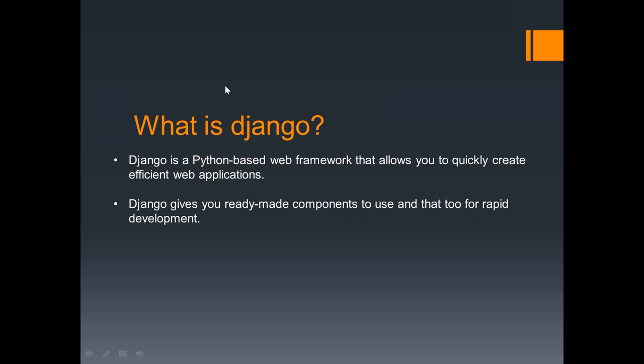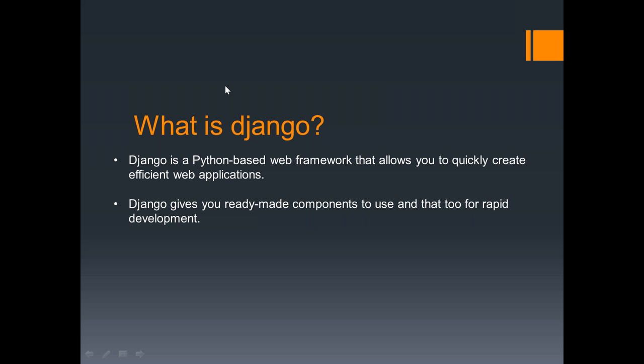A framework is a collection of functionality. You can think of it as someone having written all the main code, the frequently used functionalities, already. It will be inside your framework. So what you will be doing is taking those and just using them. Django is nothing but a Python based web framework, which helps you develop websites very fast, because most of the functionalities are already developed and inbuilt in Django.